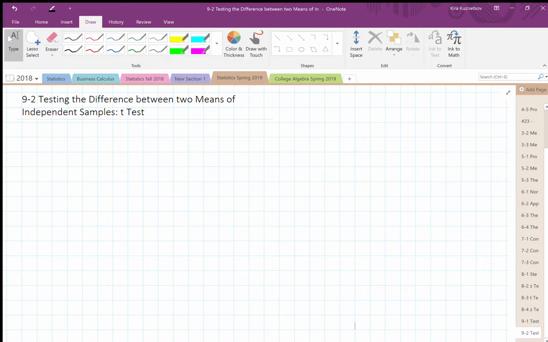This is a lecture on 9-2, testing the difference between two means of independent samples, t-test. Now the difference between a t-test and a z-test is that with a z-test, the population standard deviation is known. Using a t-test, the standard deviation of a population is unknown, so you're reserved to use an S, which is the standard deviation of this sample.